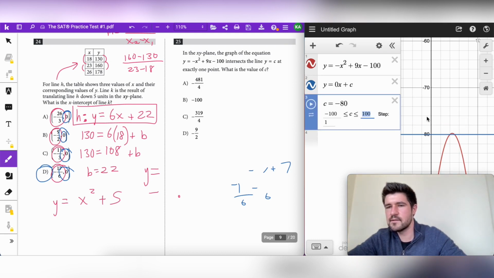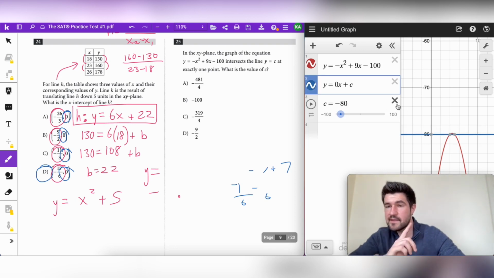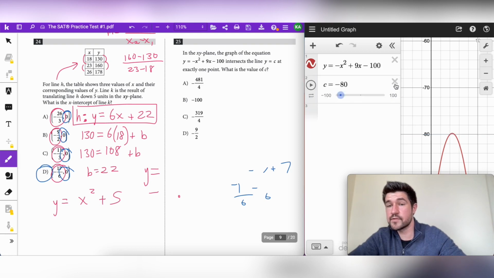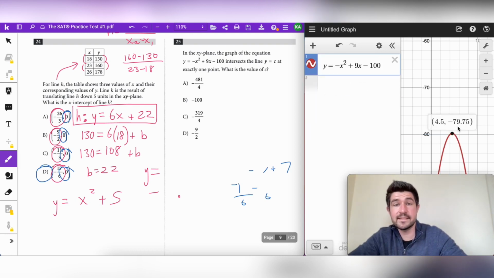It needs to be a decimal, but I don't really need it at this point because I know that in order to intersect in that one point, it has to be that point at the very top of the parabola, the vertex. So the y value is going to be -79.75. The question now becomes, which of these fractions is that? If you don't know, it's either A or C, I guess. Just divide them in Desmos.